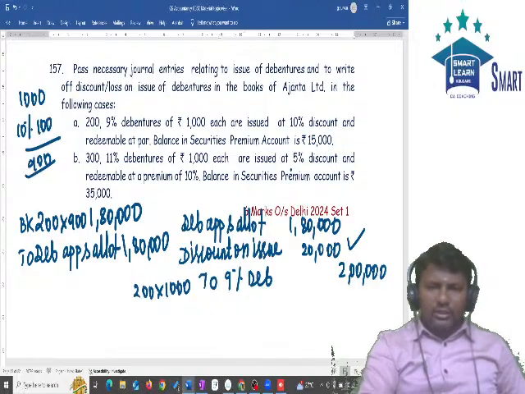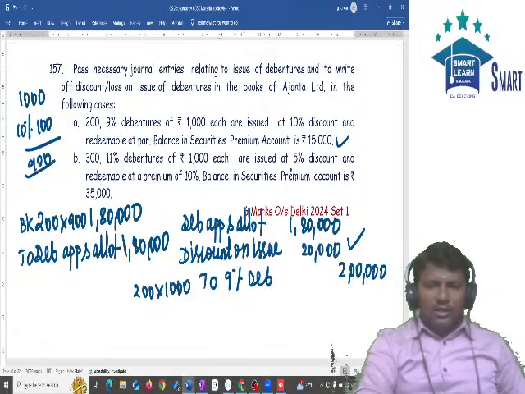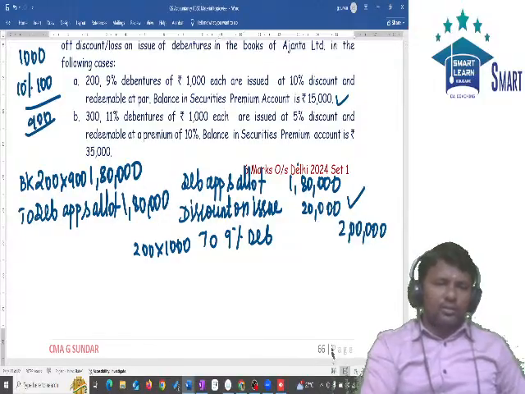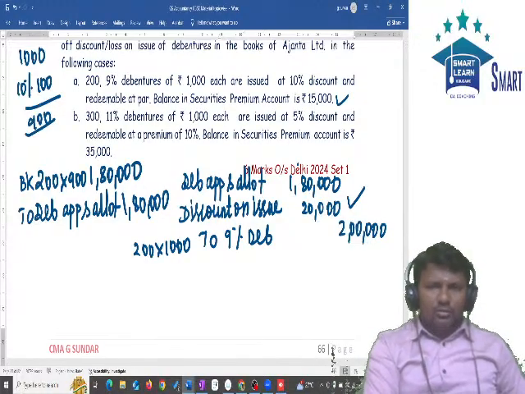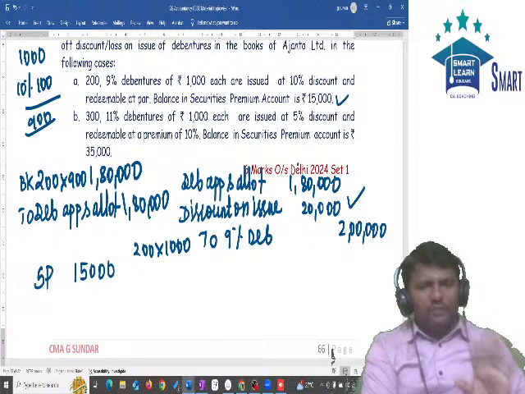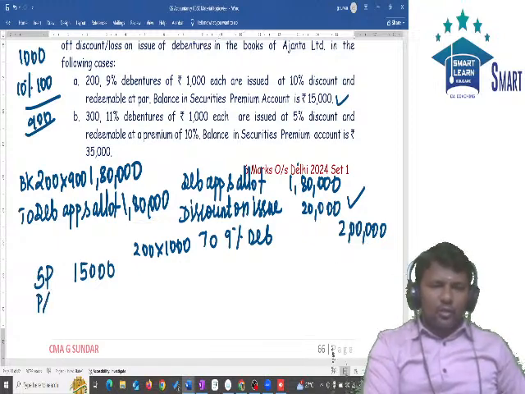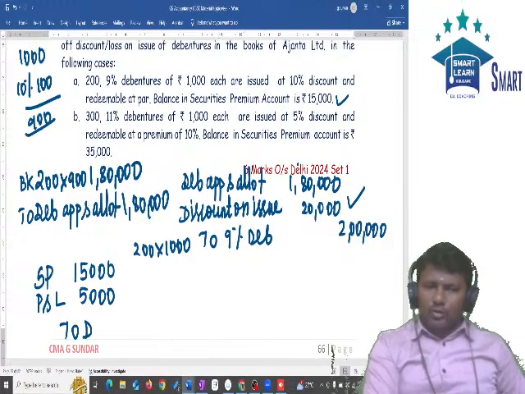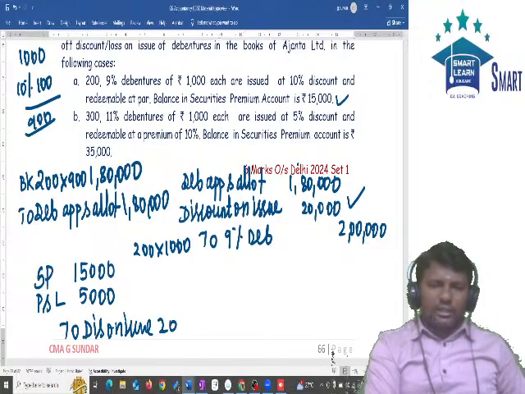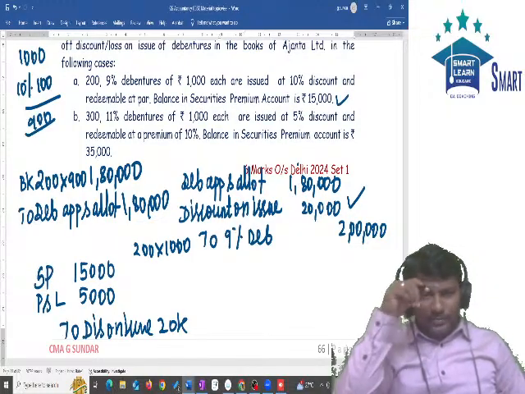Now listen friends, we have a discount of 20,000. Discount amount is 20, but securities premium is there only for 15. But still there is a loss. What is the loss? 5,000. That 5,000 should be debited to P&L. So what journal entry will we pass? Securities premium account debit only for 15,000. We have securities premium only 15, and P&L account should be debited with 5,000, and the balance amount is the discount. So total discount on issue of debentures account should be credited with how much amount? 20,000. Have you understood this particular thing?